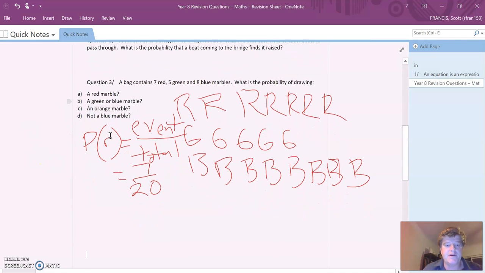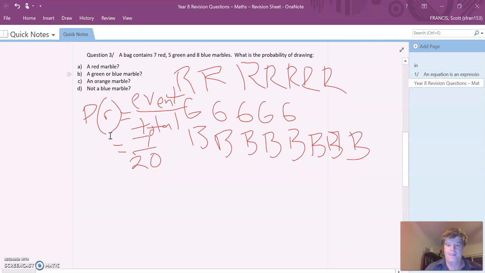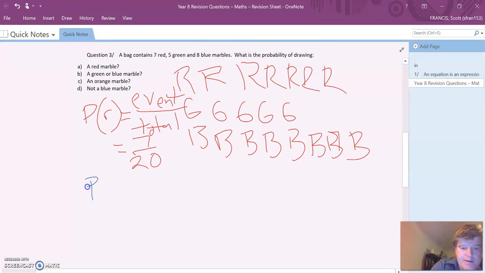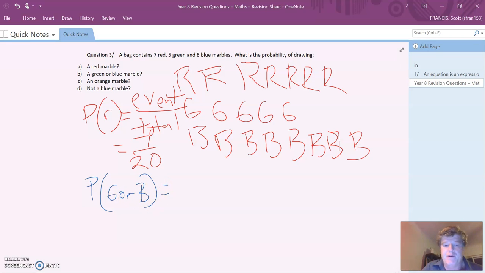What's the probability of a green or a blue? So if we go here, probability of the green or the blue. We've got our rule there. The event divided by the total. Well, the number of times that green or blue happen is 1, 2, 3, 4, 5 greens and 8 blue. So that's 13. So number of times that would happen is 13 out of the 20 times.